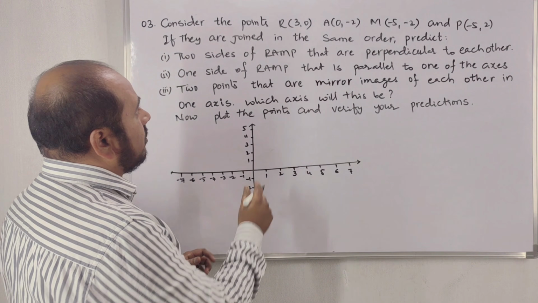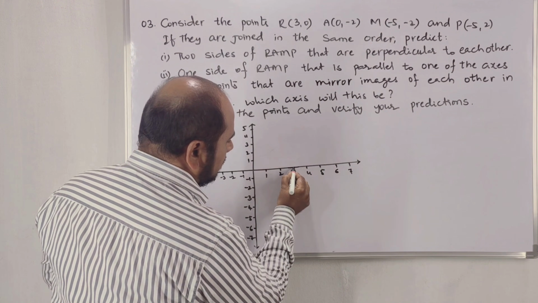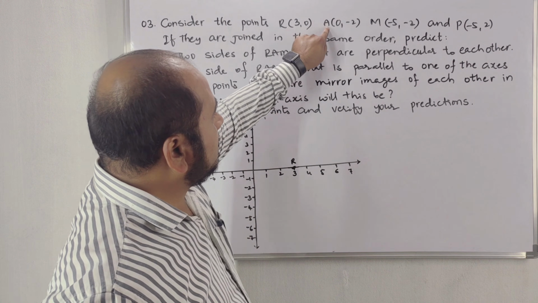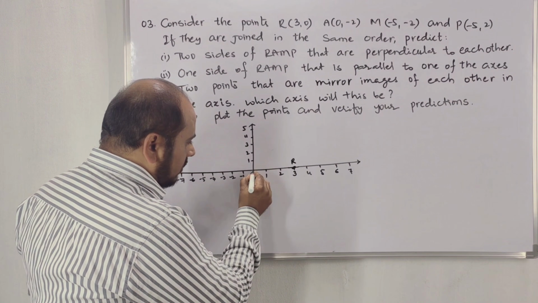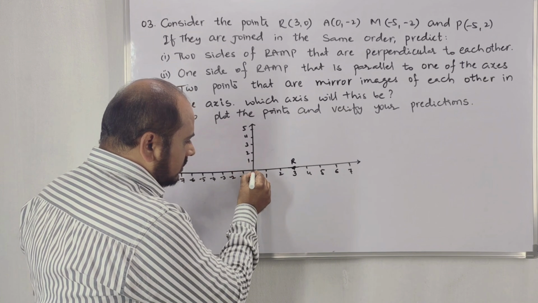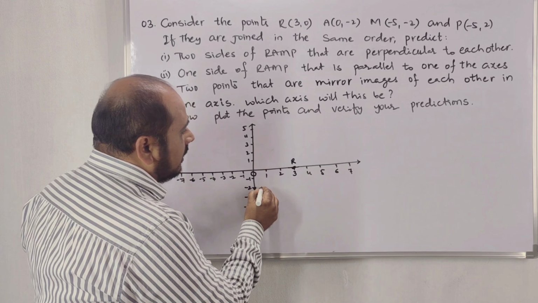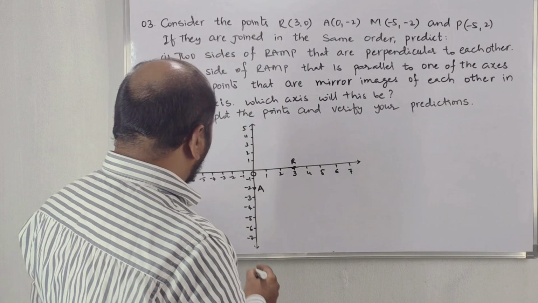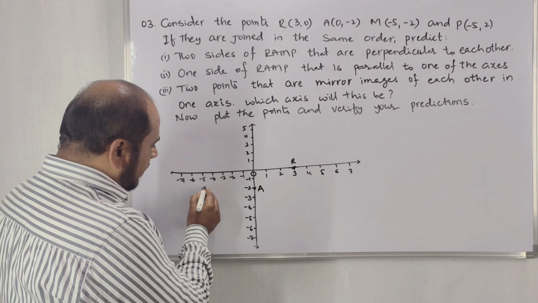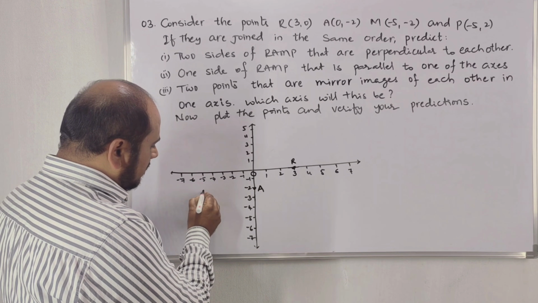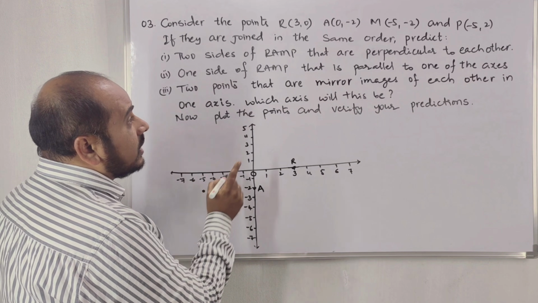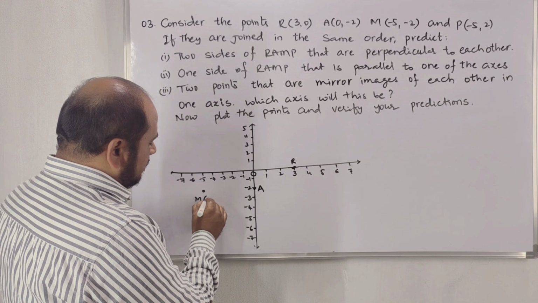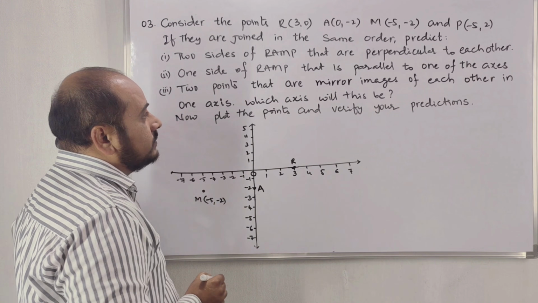Now select the points in the coordinate plane. R(3, 0): this is (3, 0), you can represent it here as R. Next one is (0, -2). Here this is the origin, so (0, -2) will be here, and this is point A. Next one is (-5, -2). -5 is here and -2 can be taken in this third quadrant. So this is point M, (-5, -2).